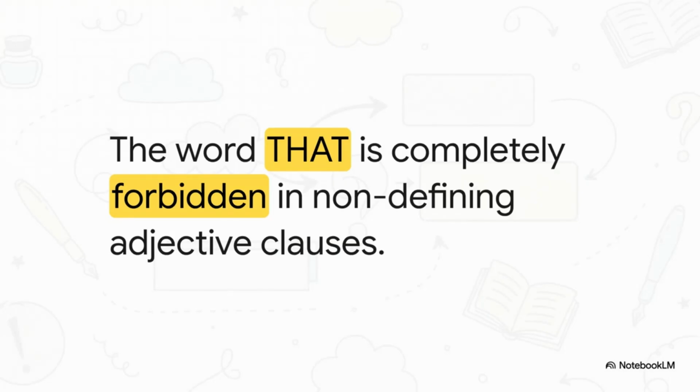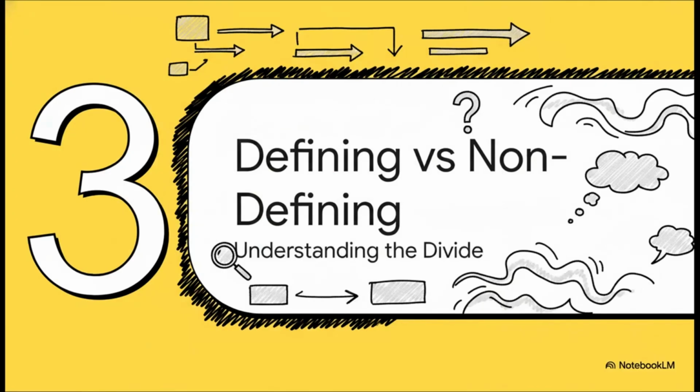This brings us to an unbreakable rule for C2 mastery. The word that is completely 100% forbidden in a non-defining clause. You simply cannot use it. If you've got commas framing some extra info, that gets left at the door. No way around it. Which brings us nicely to Section 3, defining versus non-defining clauses.